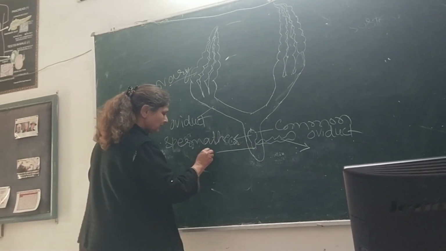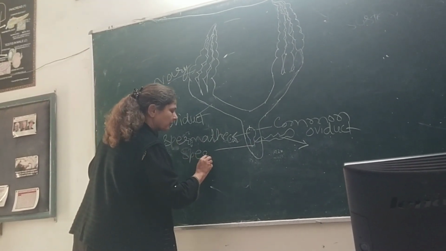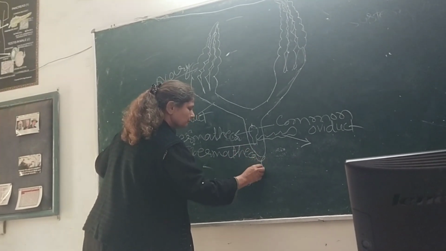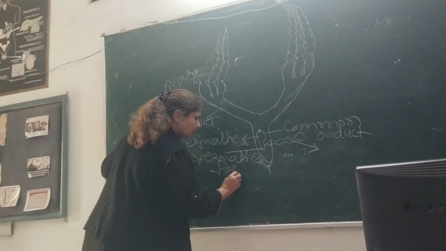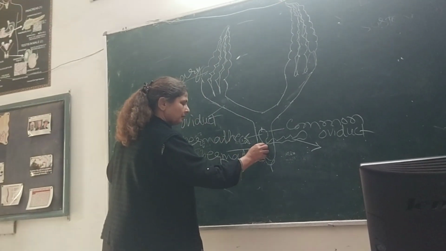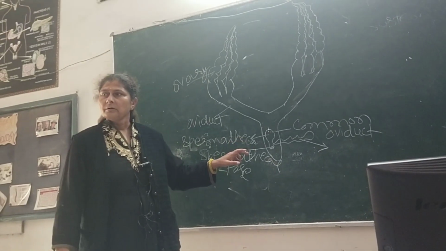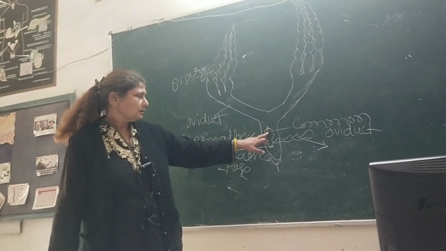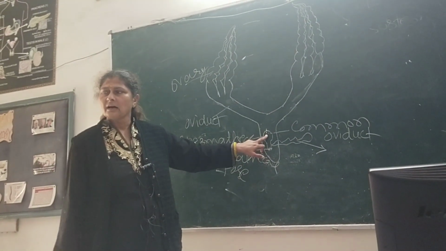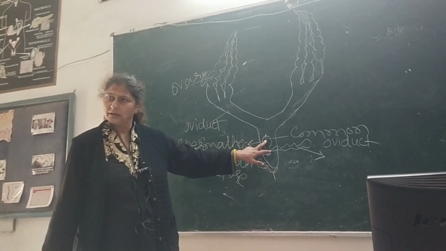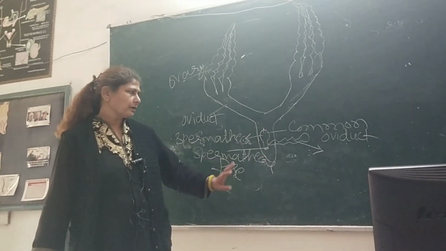This is called the spermathecal pore. From this spermathecal pore, the pseudopenis sheds the sperms into the spermatheca, where they are stored.